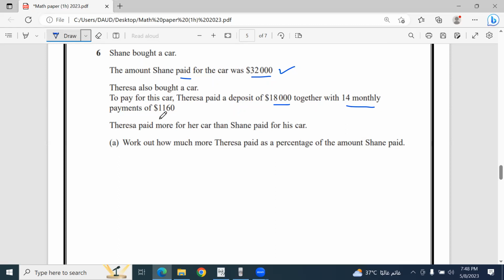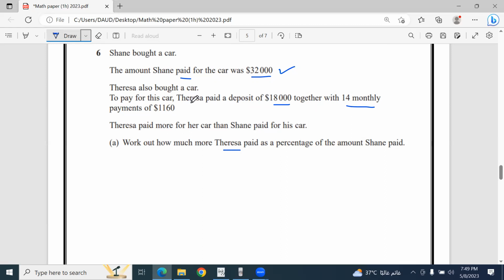So it means we will find out Teresa's amount, how much she paid, including 14 months. And then they ask us, Teresa paid more for her car than Shani. Okay, we will come to know. And then what is our workout? How much more Teresa paid as a percentage. So that we will do at the end.